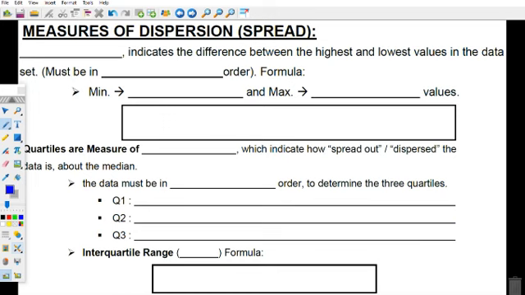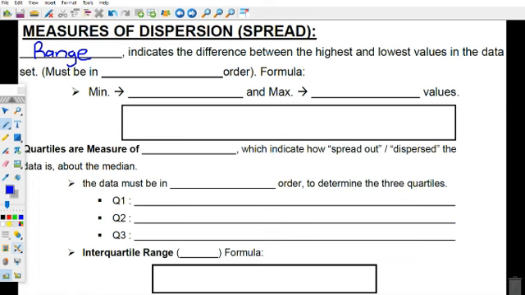They say a blank indicates the difference between the highest and the lowest point values in the data. What do you think that is? What is the highest point minus the lowest point? Minimum and maximum. Okay, so what's that term called? It's one word. It starts with an R. Range. Yes, my range, my mountain range. So we take the highest minus my lowest.